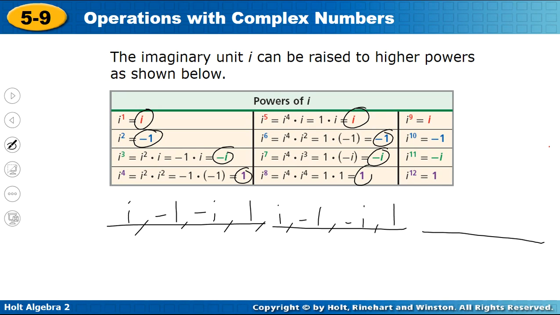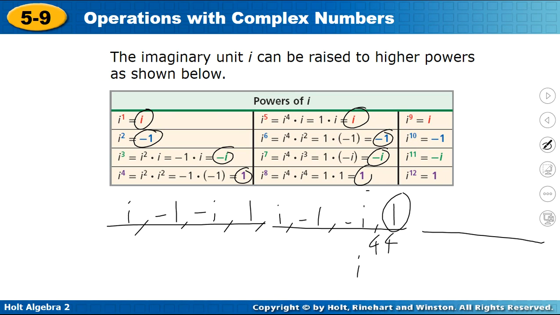So now we have to figure out, if I have something ridiculous like i to the 44th power or something like that, without having to do this all out, it's going to be one of these. It's going to be either 1, negative i, -1, or positive i. It's going to be one of those, and we have to figure out which part of the pattern that falls in, essentially. And here's my little tip for you on that.